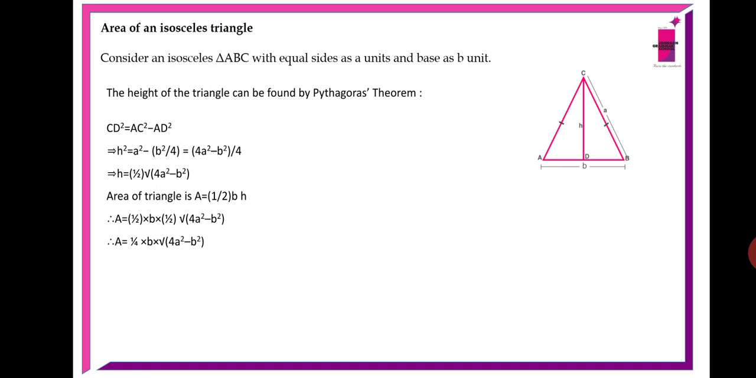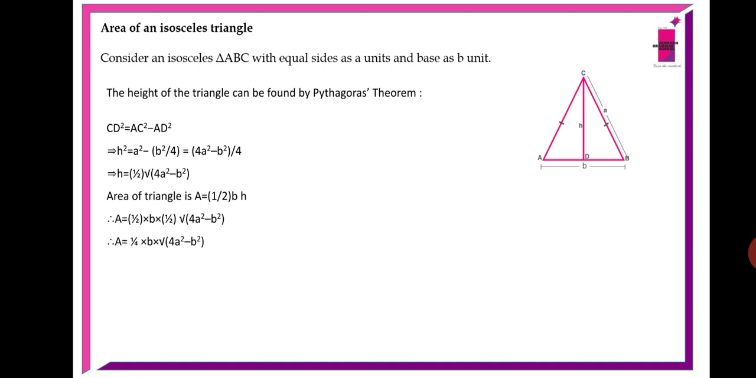Now in place of AC we substitute a, in place of AD we substitute b by 2. Now after doing the square, you will get h square equal to a square minus b square by 4, that equals 4a square minus b square by 4. Now after simplifying, h equals half of under root 4a square minus b square, because the square root of 4 becomes 2 in the denominator. The square root is for the total 4a square minus b square.